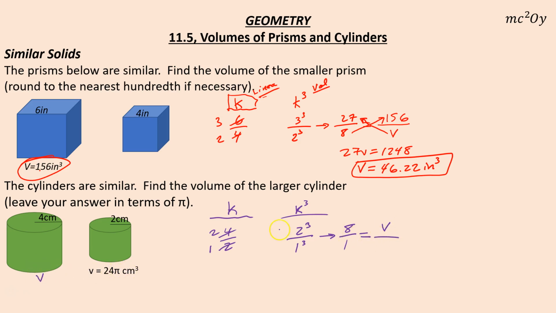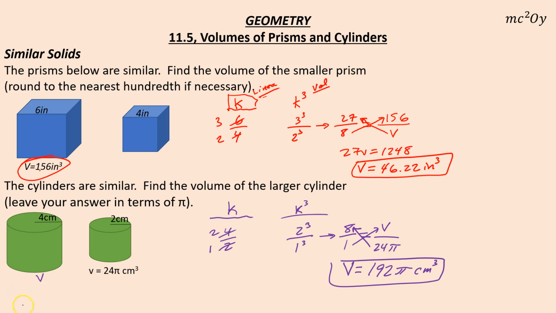So since the larger is the 8 up top, the larger number, and we're looking for the larger volume, it's here. Smaller is the 1, and the smaller volume is 24 pi. So keep those on the same level. So 8 times 24 equals 1V, right? So V equals 192 pi cubic centimeters. All right.